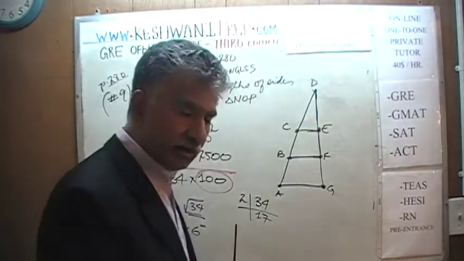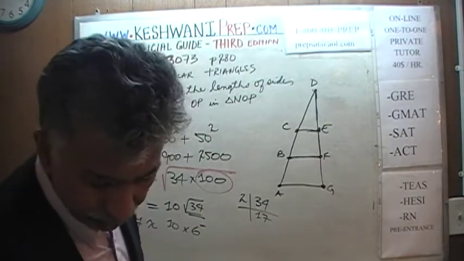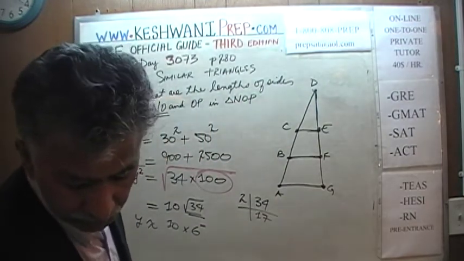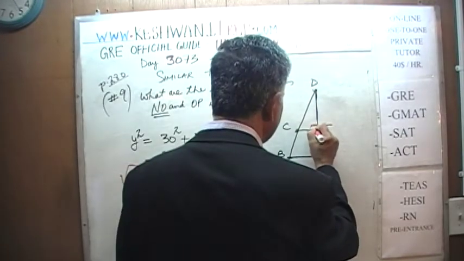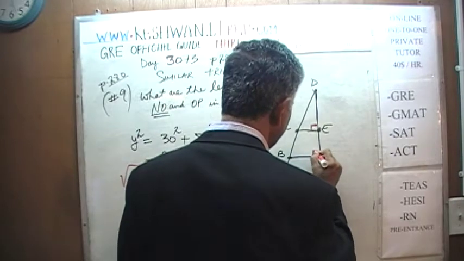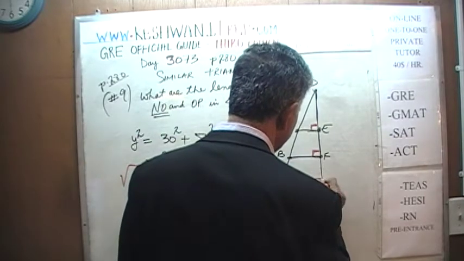So here we are told, it is given in the picture. If you look at the picture carefully, they are telling us that all of these angles are 90 degrees. This is 90 degrees, it is given. This is 90 degrees, and this is 90 degrees.